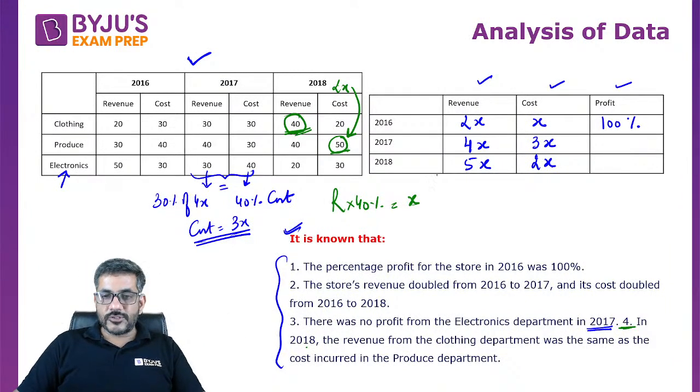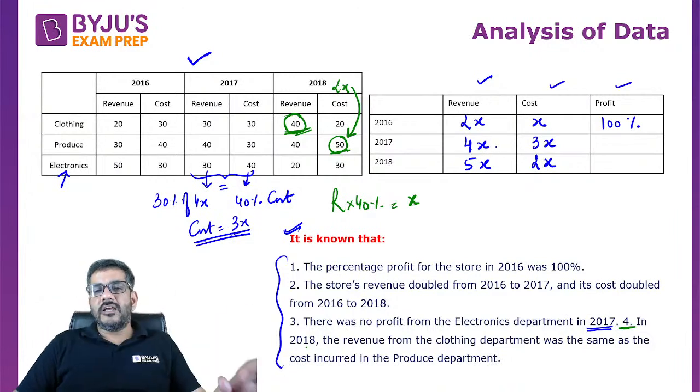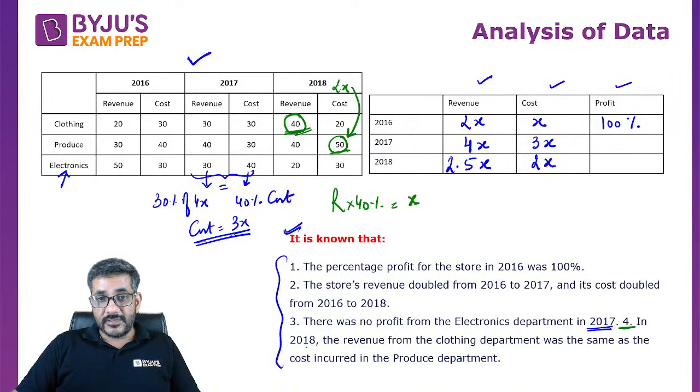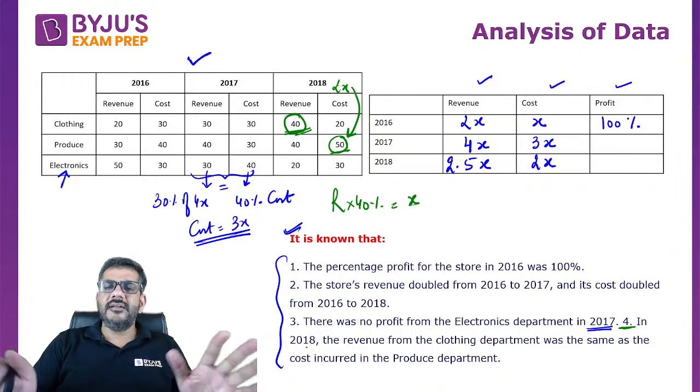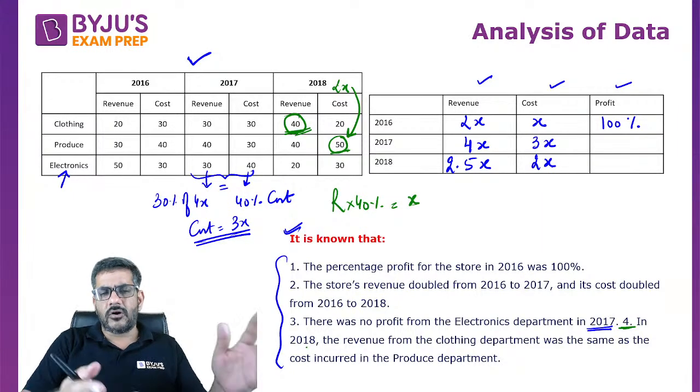I hope this part is also understood. So I've got all the values in terms of x, rather, sorry, 2.5x, not 5x. I'm really sorry. 40% of 2.5x is equal to x. So I can do one thing, that I can write x in terms of something else, some variable or some constant.